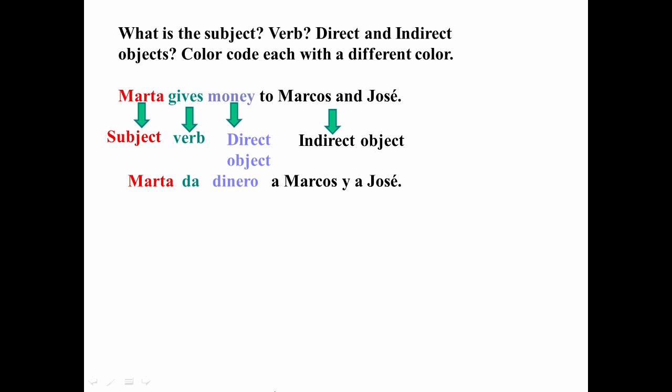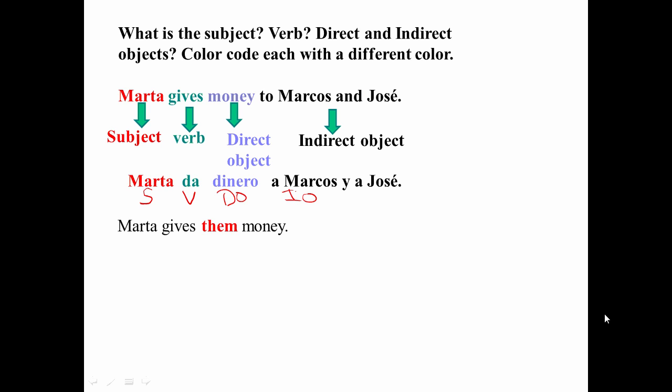Okay? So if we're going to put this in Spanish, it's Marta da dinero a Marcos y a Jose. Again, another way of doing this is Marta is the subject, da is the verb, dinero is the direct object, and the indirect object is Marcos and Jose. So Marta gives money to Marcos and Jose. So if we want to use a pronoun, instead of saying Marcos and Jose, we want to say Marta gives them money, because you don't want to keep repeating the person's name all the time.